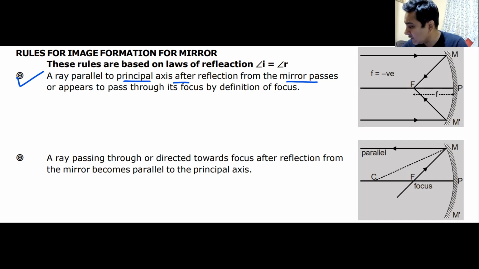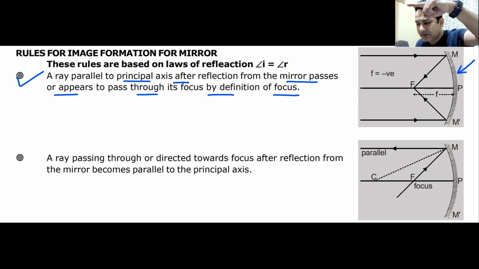In case of a concave mirror, do we see this? Or it will appear to come from the focus of a convex mirror. This is the first ray that you can always draw, that is always possible. Make a ray which is going parallel to the principal axis. After reflection, it has to go through the focus, or it will appear to come from the focus.